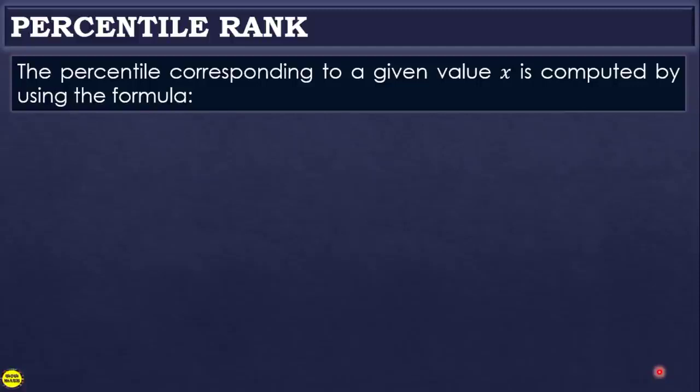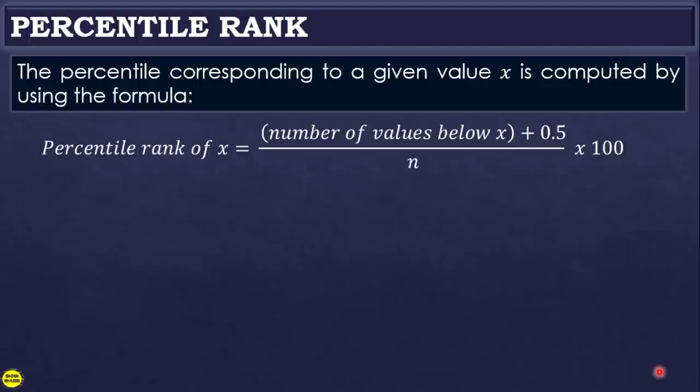So, percentile rank corresponding to a given value x is computed by using the formula. So, halimbawa, pinapakuha sa atin kung pang ilang percentile rank yung position. Let's say may binigay na mga given na data and then pang ilang percentile rank. So, using the formula, that is the number of values below x plus 0.5 divided by n times 100. So, yung n is the number of scores, the total number of data, okay?